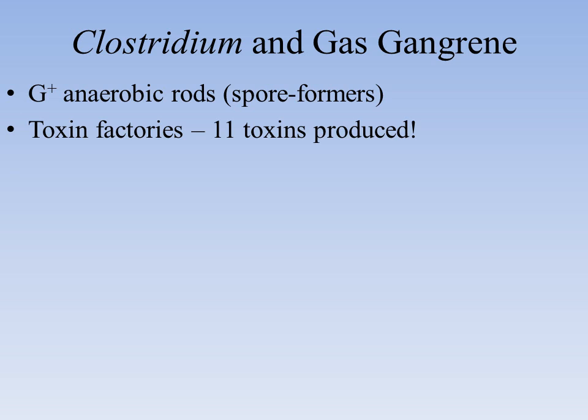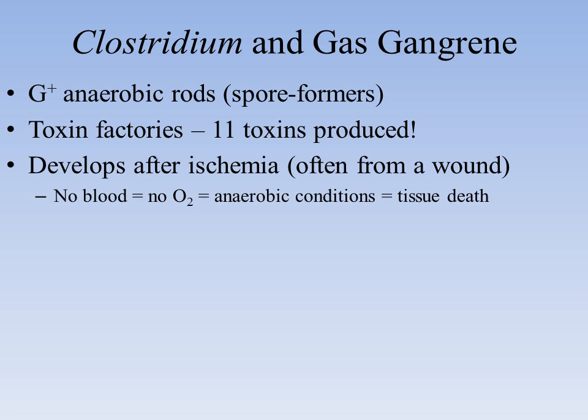And so Clostridium are toxin factories. The organism that causes gas gangrene can produce 11 different types of toxins, which is actually pretty insane when you think about it. And all 11 of these toxins are basically designed to either kill your cells or to allow Clostridium to establish a longer infection in your body. So none of them are good for you.